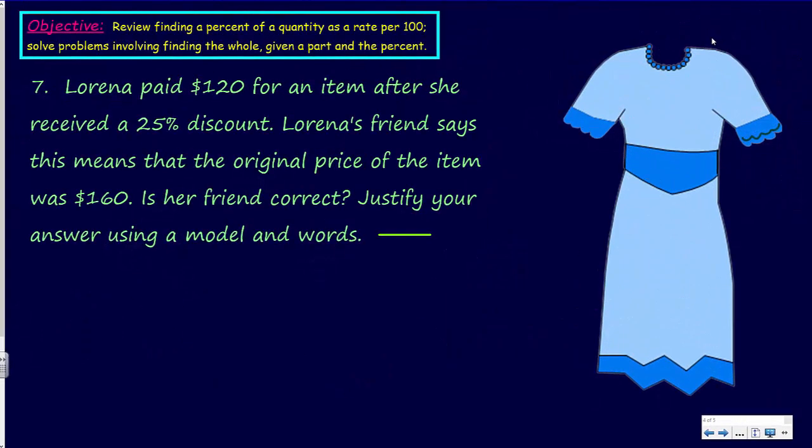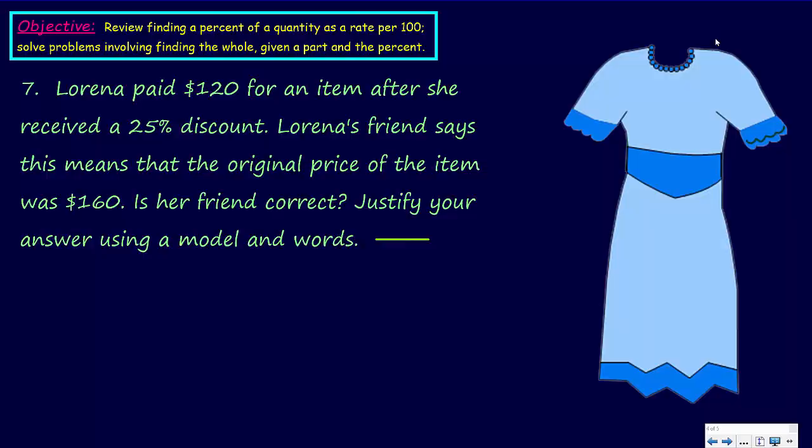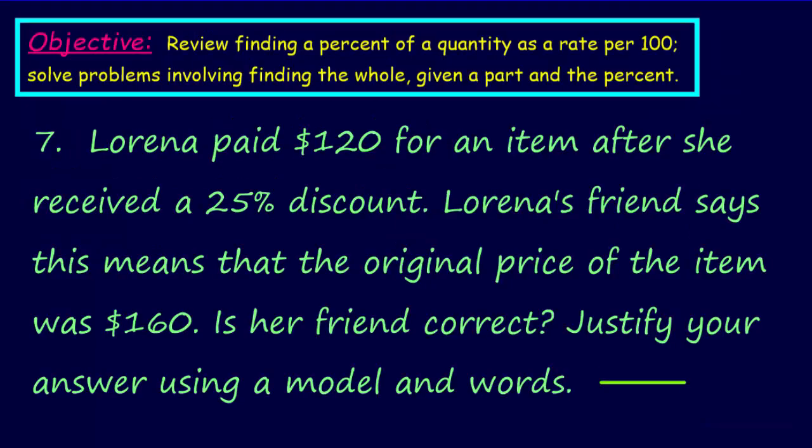How weird. Okay, so let's look at number 7. It says Lorena paid $120. Lorena, you're famous. For an item after she received a 25% discount. It says Lorena's friend says this means that the original price of the item was $160. Is her friend correct? Justify your answer using a model and words, and then a green line. Oh, that must be for my line. Okay. Woo! I have to say this problem's pretty challenging.